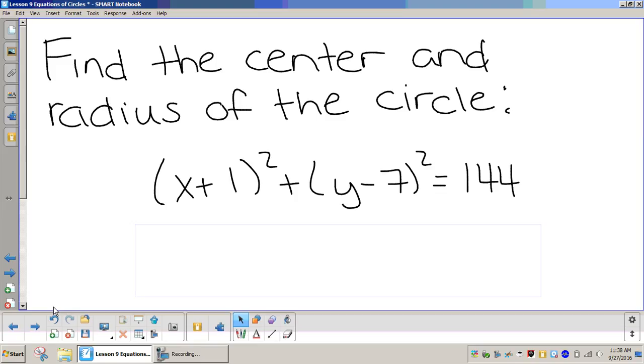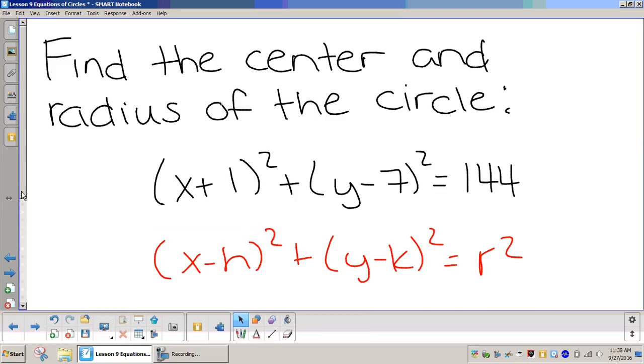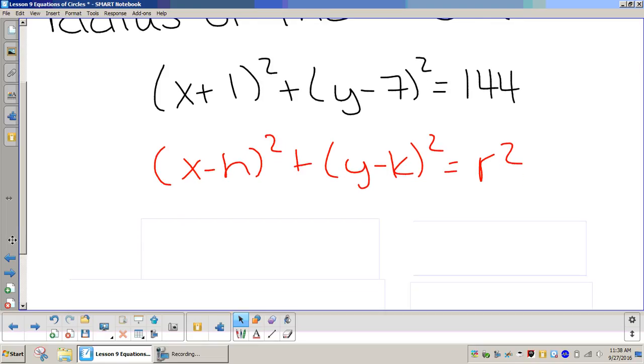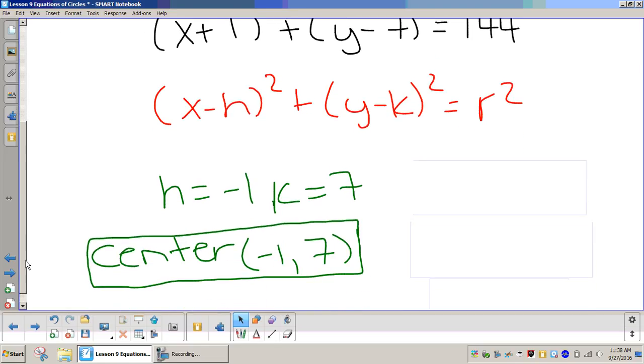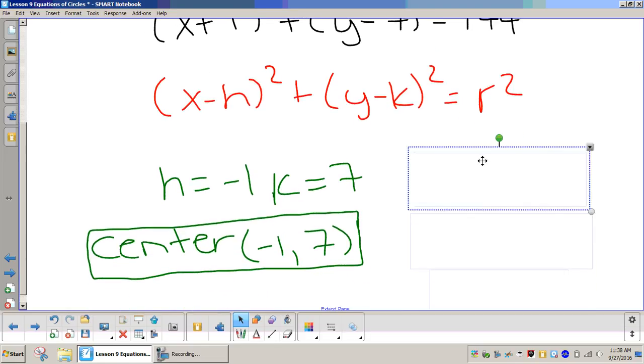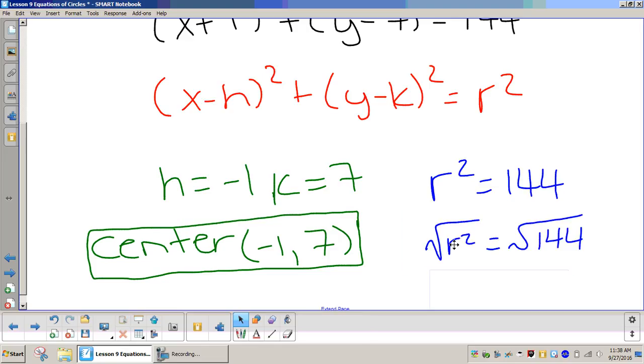So pause here, and I want you to find the center and the radius of this circle. You should start by writing the equation of a circle. It's one you got to know. Since I have a +1 here, that means that h was -1, and a -7 here means that k is +7, which gives me a center of (-1, 7). I could set up r^2 equal to 144, square root both sides, and find out that the radius is 12.